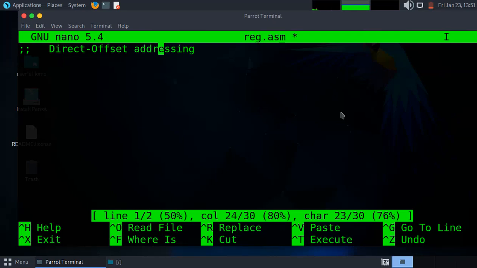Hello, in this part we are going to take a look at direct offset addressing. Okay, so this addressing mode uses the arithmetic operators to modify an address. For example, let's take a look at this example here. So here we are going to be defining a table of data.